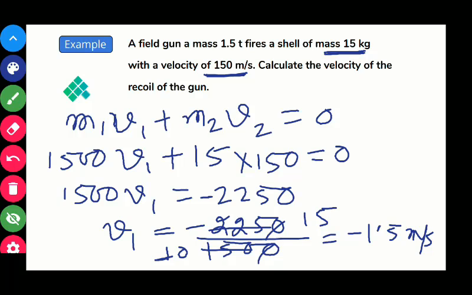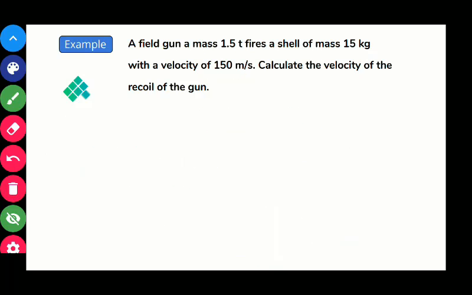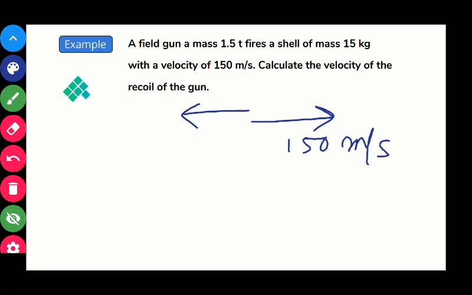Okay, now we are just taking an example. That means if you are firing a bullet in this direction with a velocity of 150 meter per second, your gun will experience a force in this direction and it has a velocity, called the recoil velocity that we have derived, that is 1.5 meter per second, right? Now we are just proceeding.